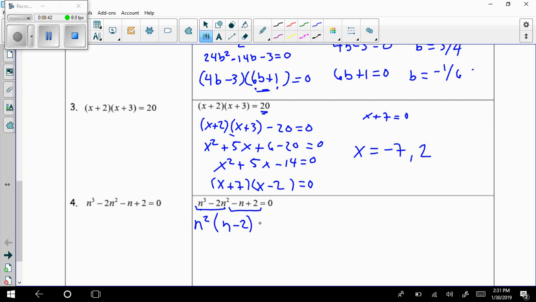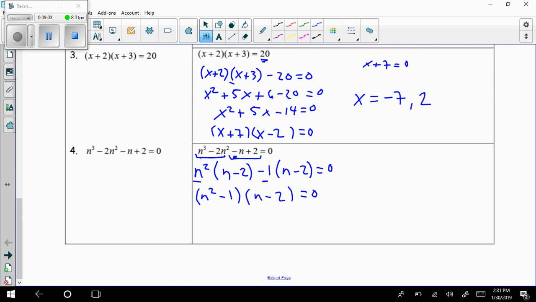I'm going to take out a negative 1 because my lead coefficient is negative. I'm left with n minus 2. Well, n squared minus 1 is going to factor again. So let me write out real quick, n squared minus 1 and n minus 2 are my factors. You can break down n squared minus 1 again. But if you remember from your Algebra 2, you can also solve this.